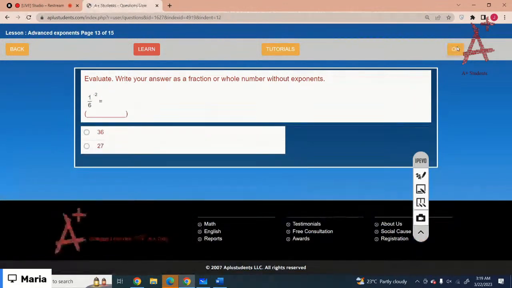Okay, then next one is 1 over 6 exponent negative 2. So which is the correct option? 6 exponent 2 is, very good, 36. So the correct option is 36.